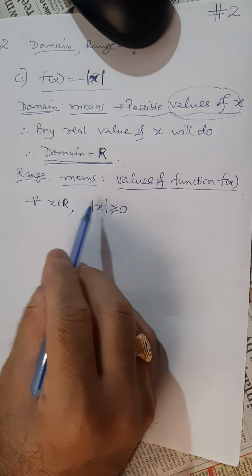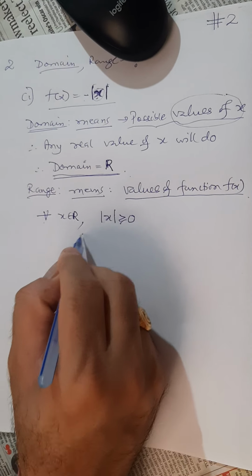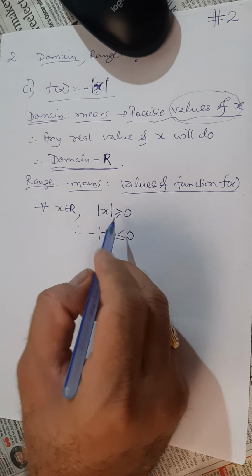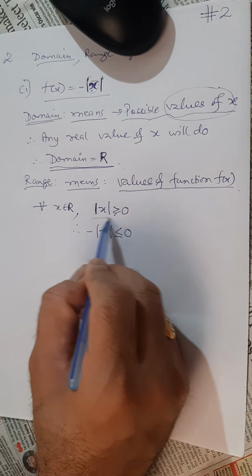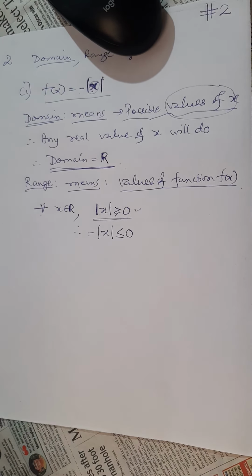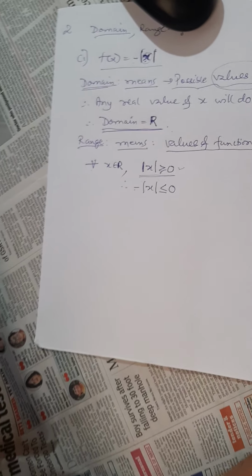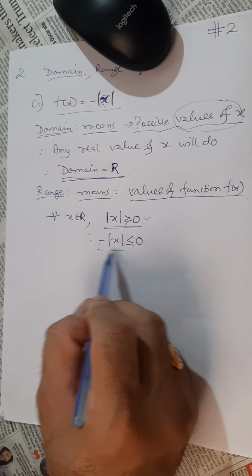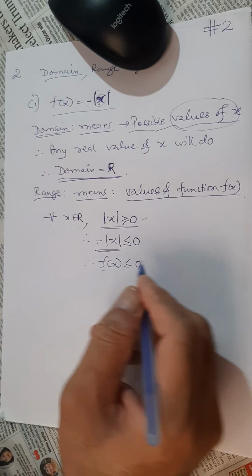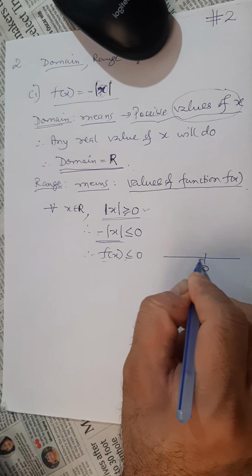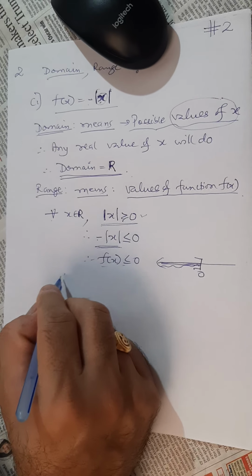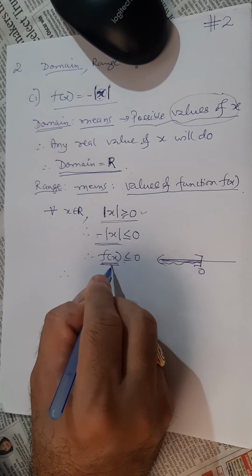So I need a minus here. If I multiply with a minus sign, the inequality gets reversed. This is a very basic property. If you multiply an inequality by a negative number, the inequality will be reversed. Now what is this? This is the function f(x). So f(x) is less than or equal to 0. All these numbers less than or equal to 0 are the possible values of f(x), which is called the range.